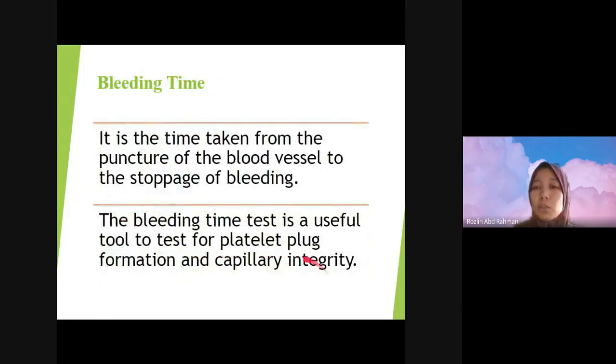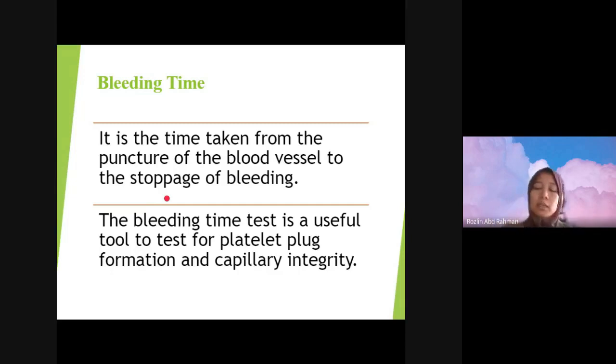Okay, so bleeding time, what is this bleeding time? So this is the time taken from the puncture of the blood vessel to the stopping of the bleeding. Okay, so dia ada method lah. One of the method is called a Duke. Okay, dipanggil Duke method, D-U-K-E, Duke method.